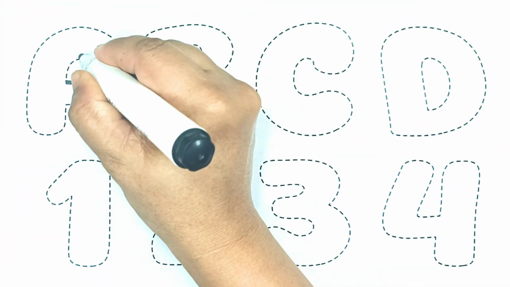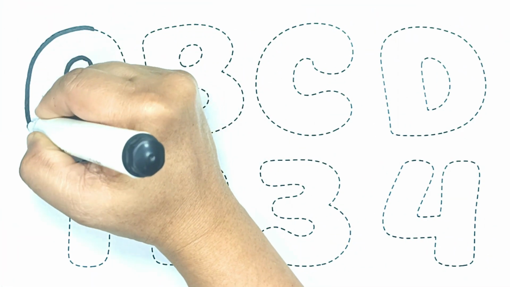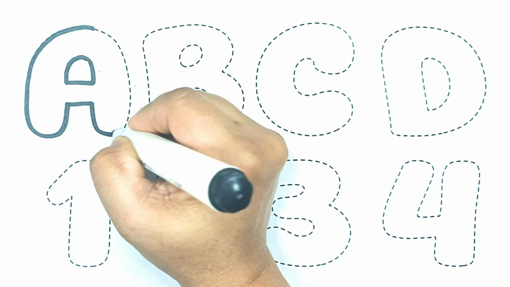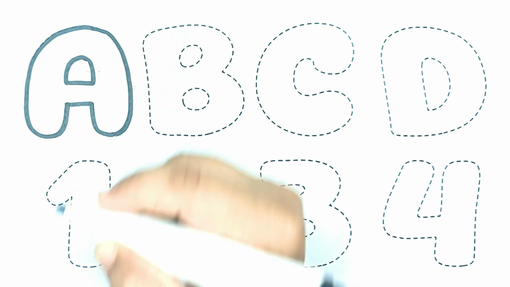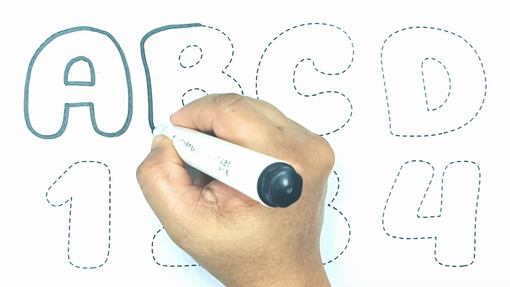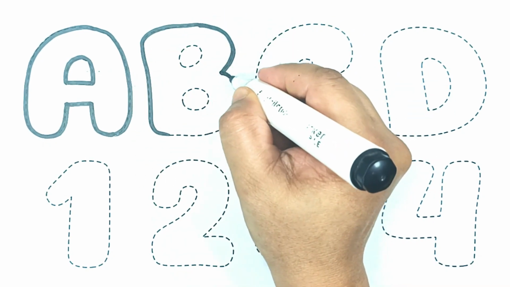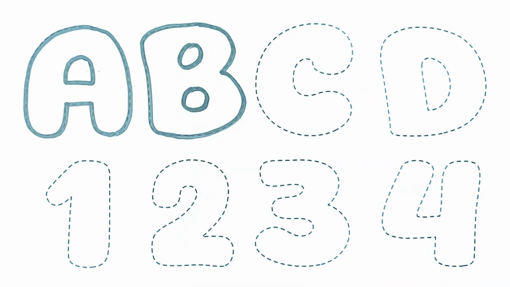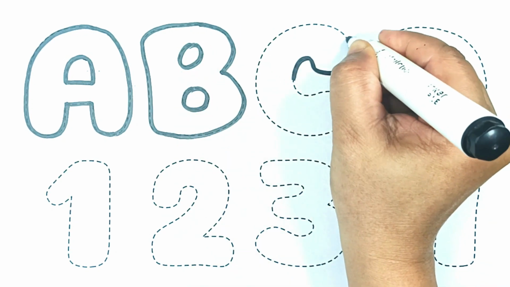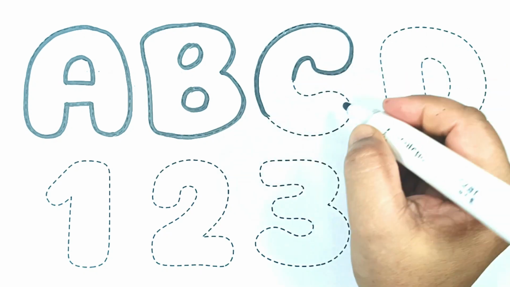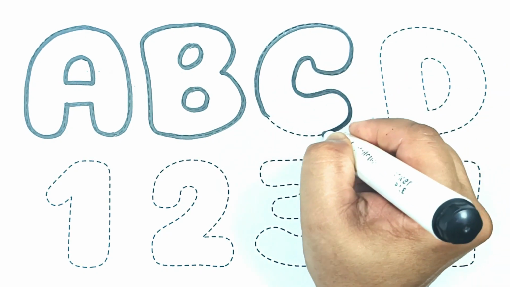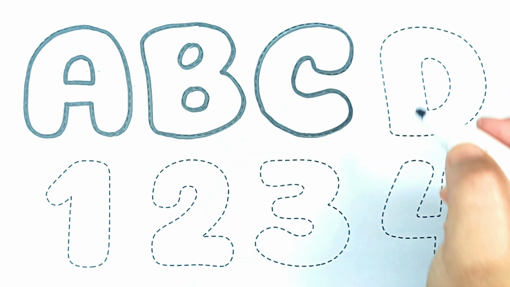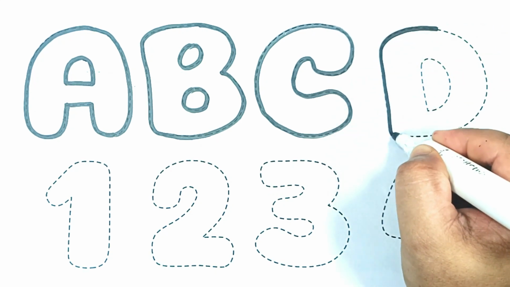The farmer takes the wife. Hi ho the dairy-o, the farmer takes the wife. A. The wife takes the child. Hi ho the dairy-o, the wife takes the child. B. The child takes the nurse. Hi ho the dairy-o, the child takes the nurse. C.